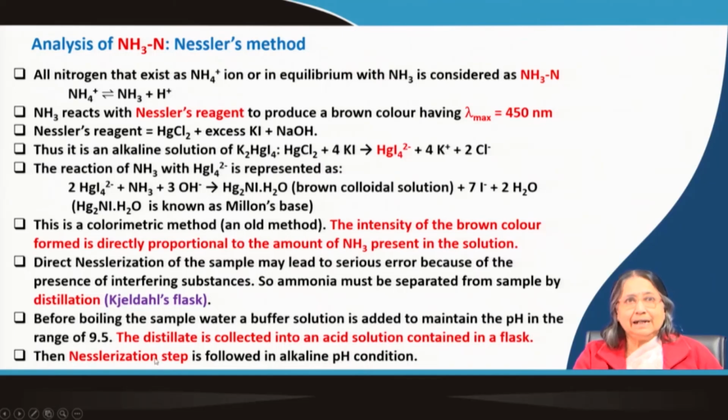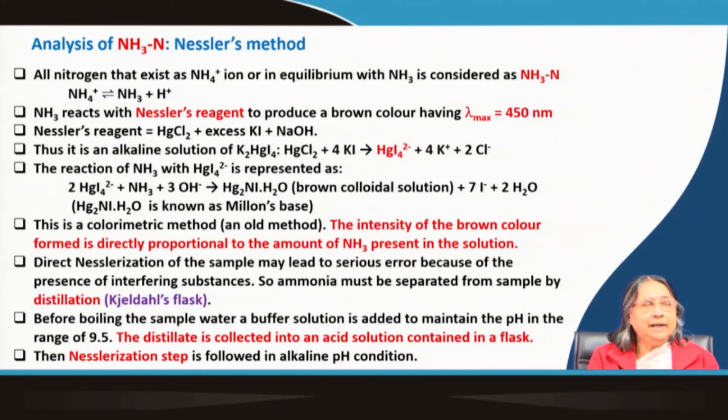Now, the Nesslerization step is followed in alkaline pH condition. I have already told you what Nessler's reagent is. Now, what you will do, say for example, you have taken 200 milliliter of sample water, then you have to distill until at least 100 milliliter has come over, even more is better, and then you will be sure that all the ammonia has come into the sulfuric acid.